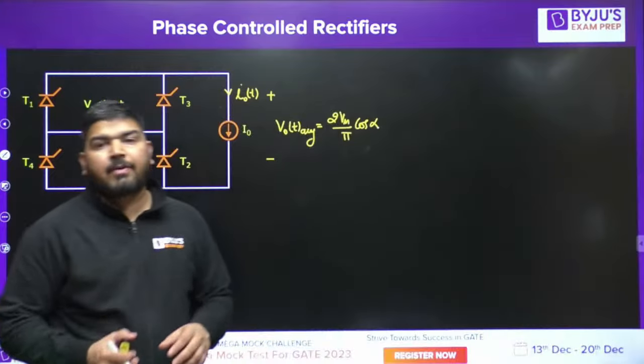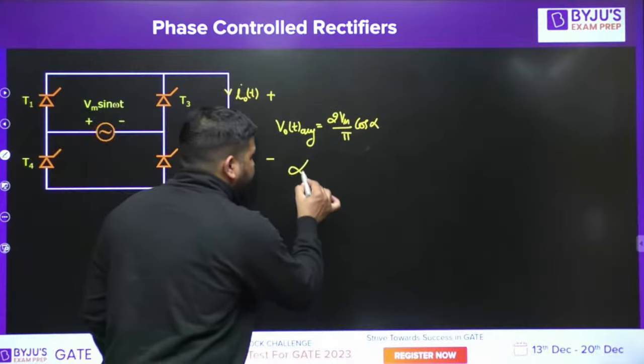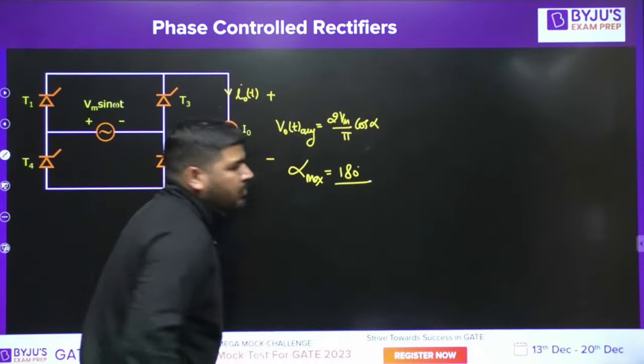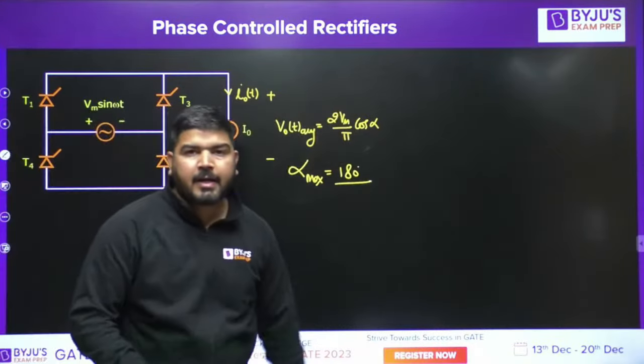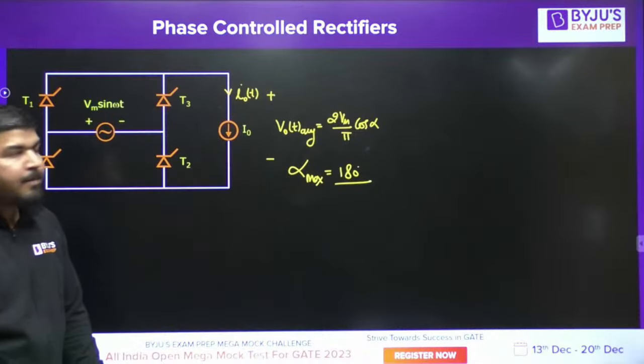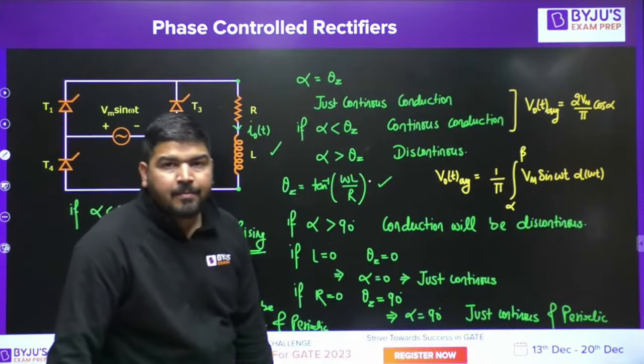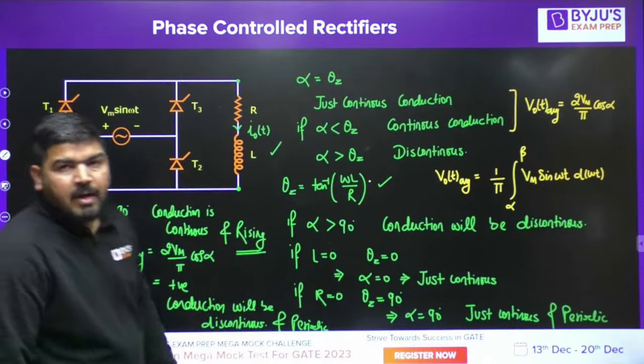Now, what is the maximum alpha you can take? Alpha max here is 180 degree. You can go up to 180 degree. Alpha max is 180 degree in this case. Okay, but in this situation, in RL load, what is the maximum alpha? In RL load, what is the maximum alpha, guys?